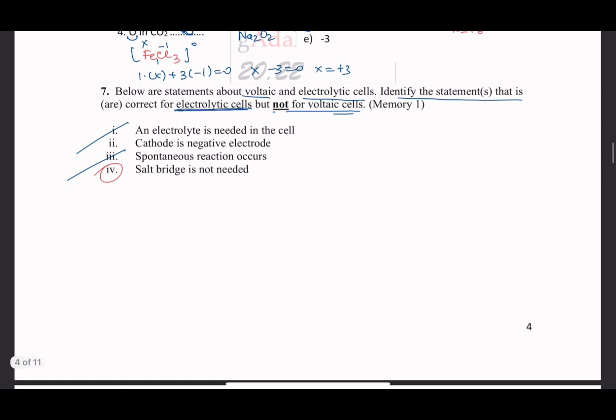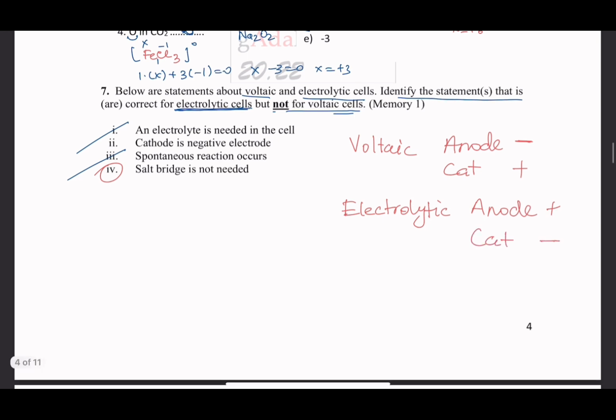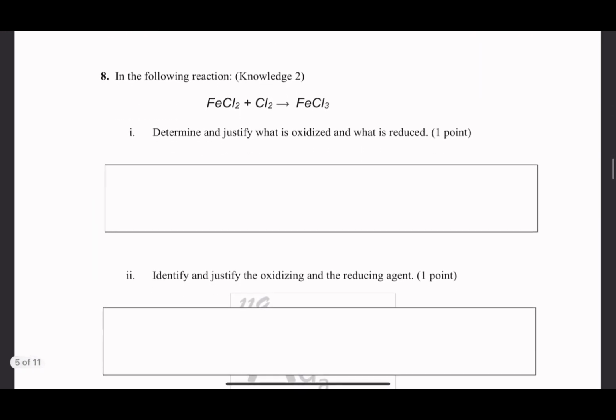And then we know that for voltaic, anode, where the oxidation happens, is negative, and cathode is positive. And for electrolytic cell, anode is positive and cathode is negative. So cathode is negative, that is right, but for voltaic it is positive, so that's why that's the answer. It's 2 and 4. Now we move on to the next one.